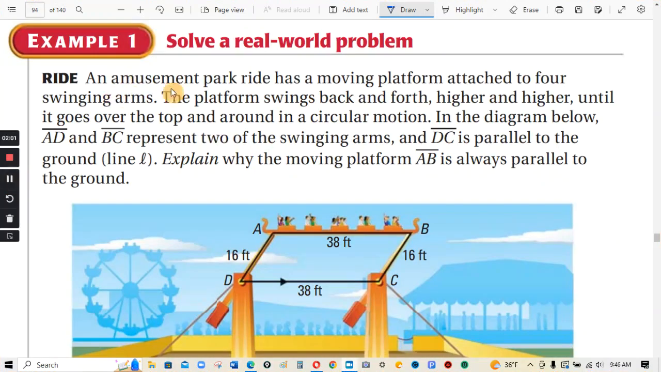Example 1, an amusement park ride has a moving platform attached to 4 swinging arms. The platform swings back and forth until it goes over the top around a circular motion. AD and BC represent the arms. DC is parallel to the ground. Explain why AB is always parallel to the ground. Let's see.